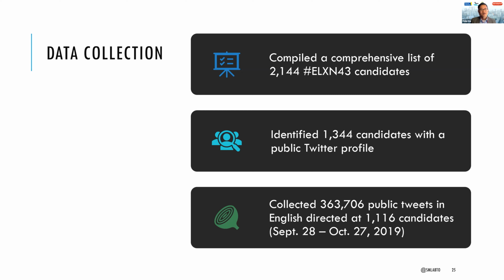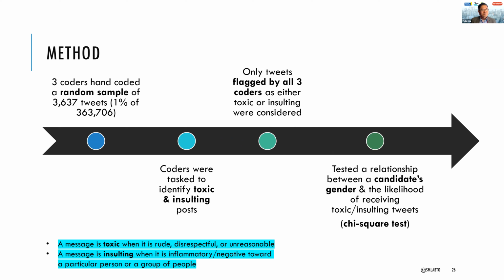So in total, we collected over 300,000 public tweets in English directed at 1,116 candidates between September 28th and October 27th, 2019. And here's a little bit of our method. We hired and trained 3 coders to hand code a random sample of about 1% of the tweets. And we told them that a message is toxic when it's rude, disrespectful, or unreasonable. And a message is insulting when it's inflammatory or negative towards a particular person or group of people.